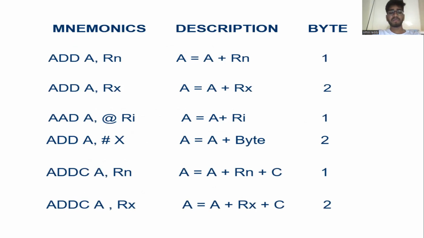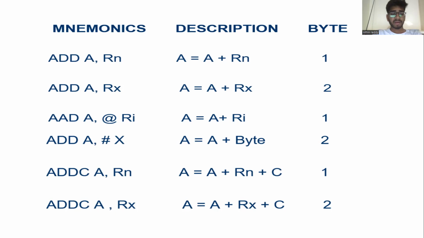ADD A, Rn, where the addition of A plus Rn is stored in the accumulator A and its byte is 1. ADD A, Rx, where the addition of A plus Rx is stored in the accumulator, with byte 2. ADD A, @Ri, where the addition of A plus Ri is stored in the accumulator A and its byte is 1. And ADD A, #X, where A plus the data byte is stored in the accumulator.